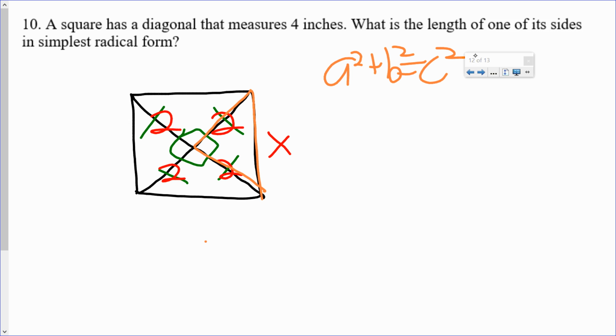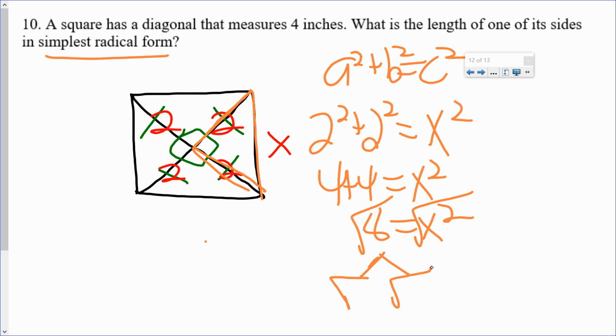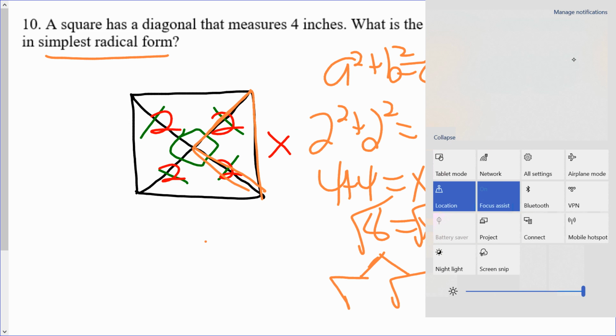Okay, my legs are 2 and 2. My hypotenuse is x. 4 plus 4 equals x squared. 8 equals x squared. Radical. It wants the answer in simplest radical form. So if you remember that, great. If you don't remember that, we have a separate video on that.